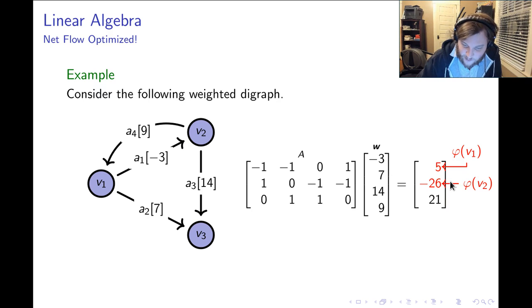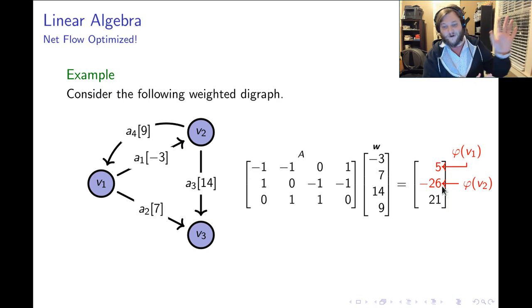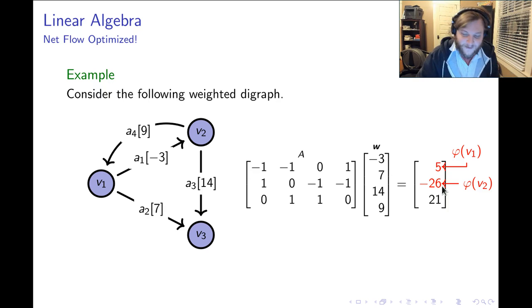What about -26 here? Well, that turns out to be the net flow through the second node. So for the second node here, if we calculated net flow, we would take -3 because that's the weight that points in, and then we subtract 9 and 14, and that turns out to be -26. So that's the second coordinate of the output of the incidence matrix multiplied by the weight vector. And finally, 21 turns out to be the net flow through the third node. The net flow through the third node is just 14 plus 7, which is 21.